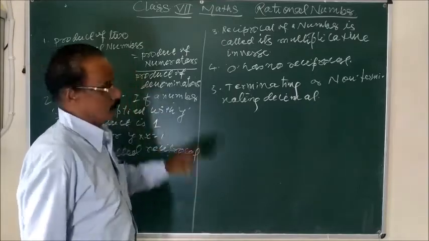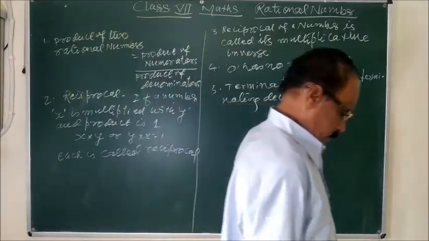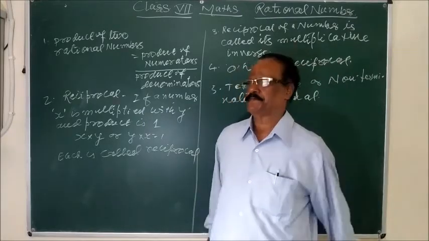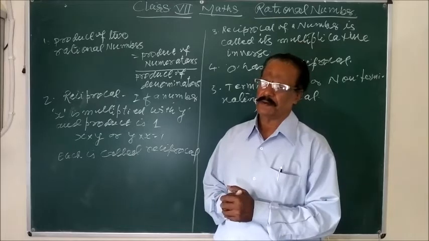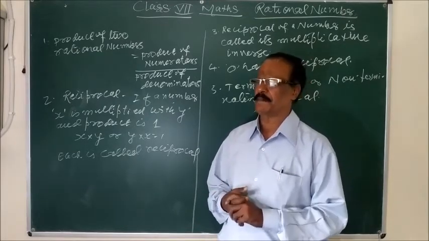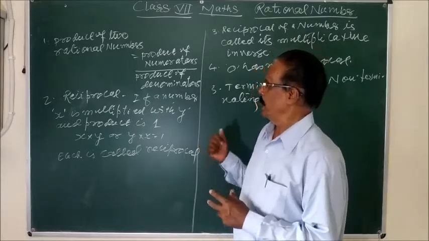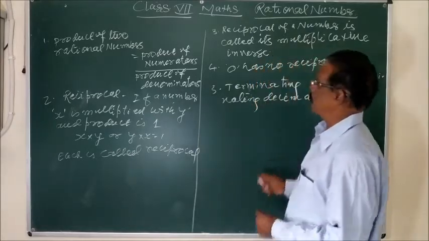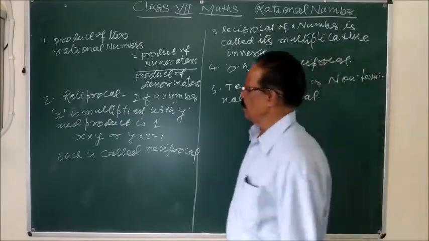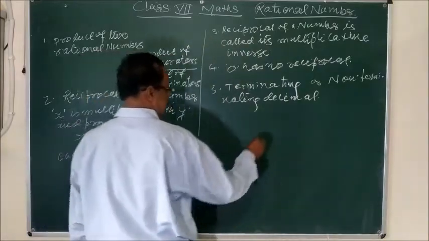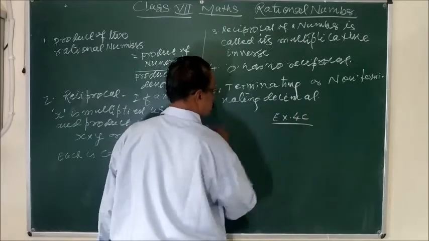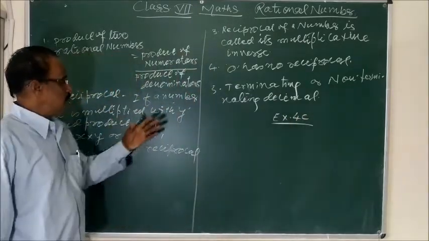This is chapter rational numbers. I have explained the sum and difference of rational numbers: how rational numbers are added and how rational numbers are subtracted. Today we have to learn multiplication and division of rational numbers. Before coming to exercise 4C today, you have to learn all these terms.